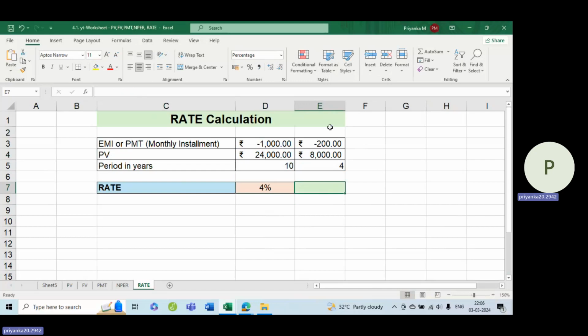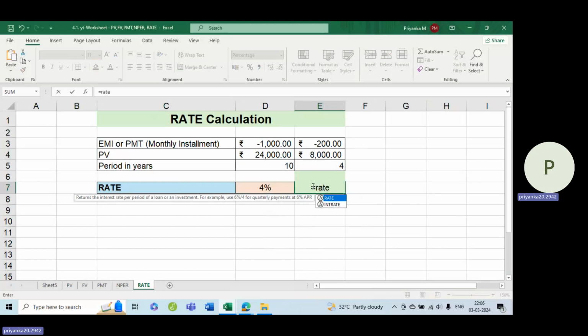Now, another example: similarly, you are paying 200 per month and your future value is 8,000 in 4 years. So what will be the rate of percentage? Equal to RATE of NPER into, again since it's monthly, 12, comma my payment, comma, then your future value. Just give enter.